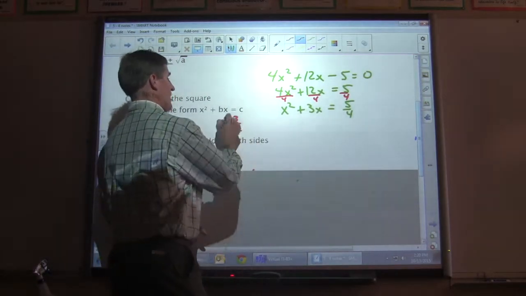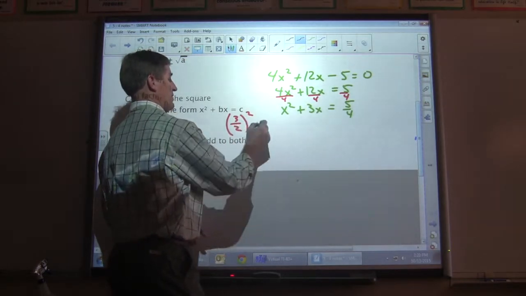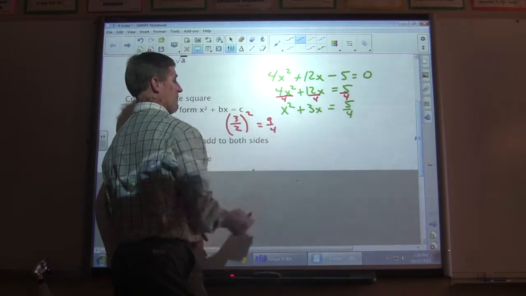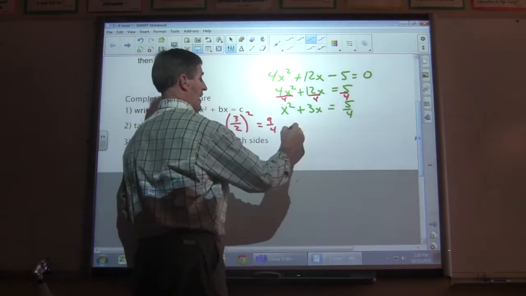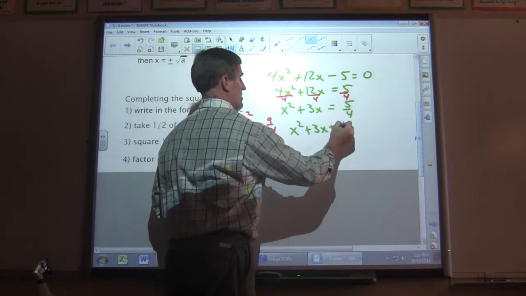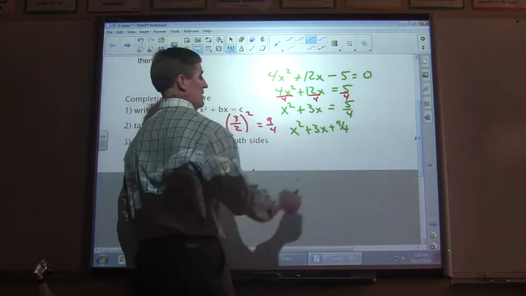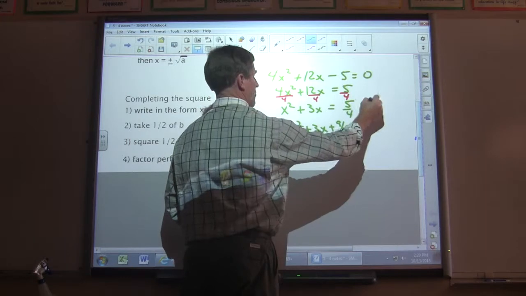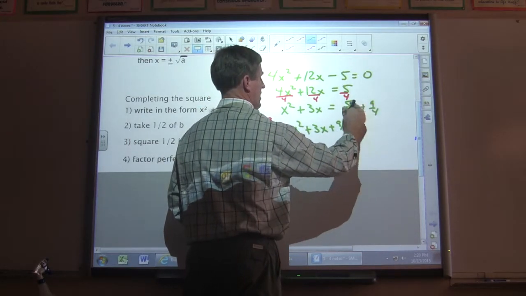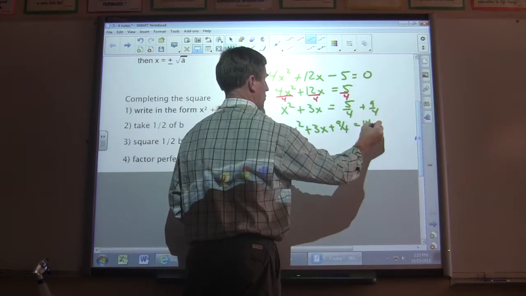So we take 3 halves and we square it. So remember, you square the top and the bottom, 9 fourths. So we're going to add 9 fourths to both sides. So we have to add 9 fourths here, and we get 14 fourths.